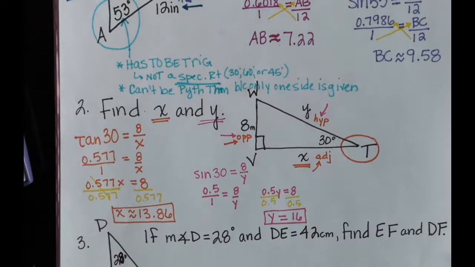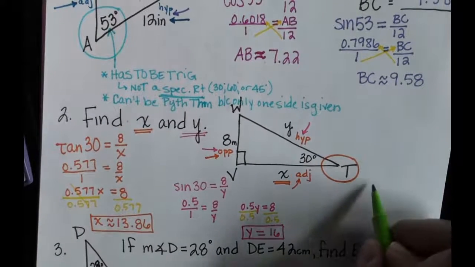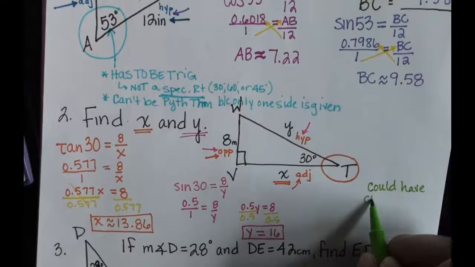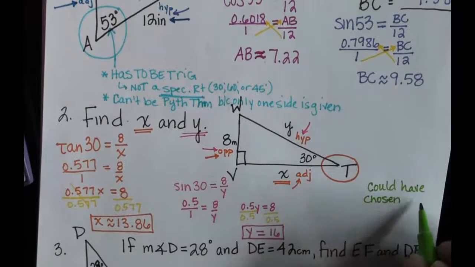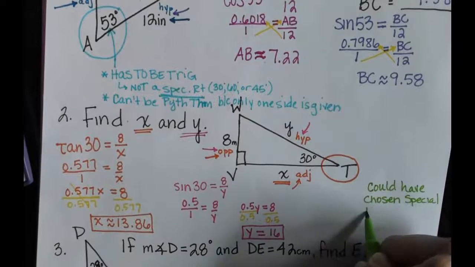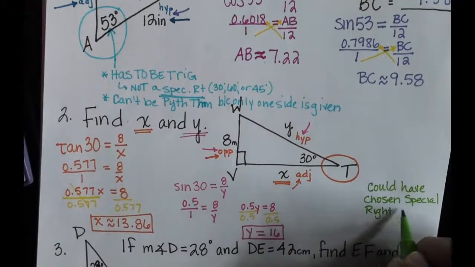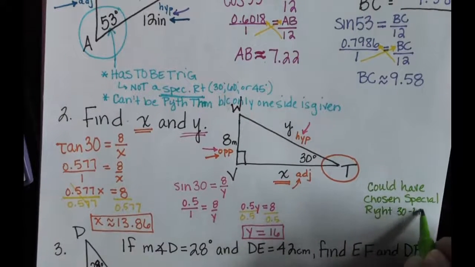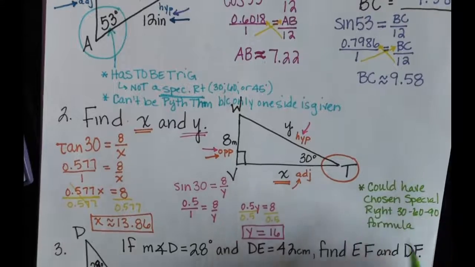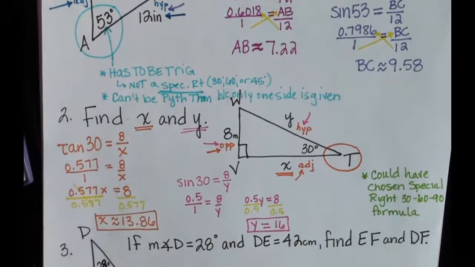Just remember, if they ask you to round, you need to do decimals. So we could have solved by using our special right 30, 60, 90 formula. Again, some find one way easier, some find the other.